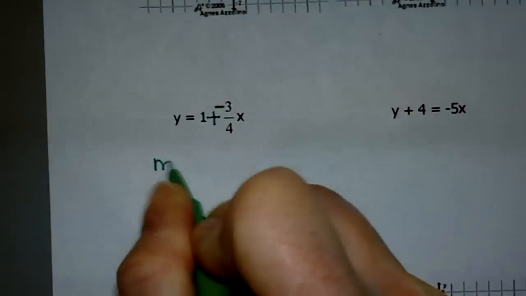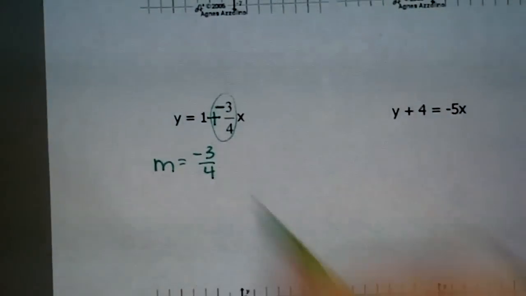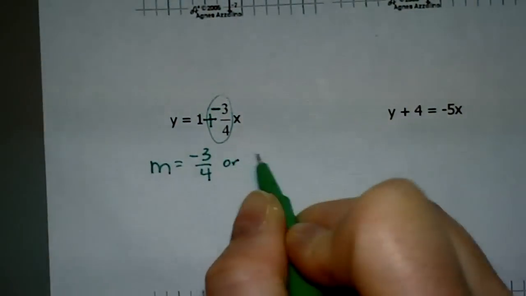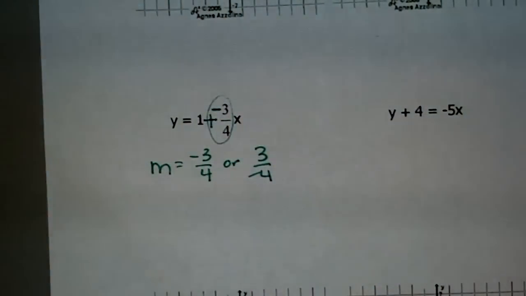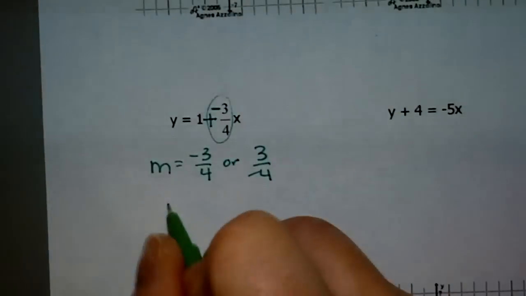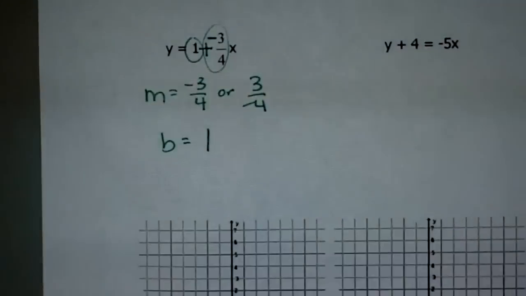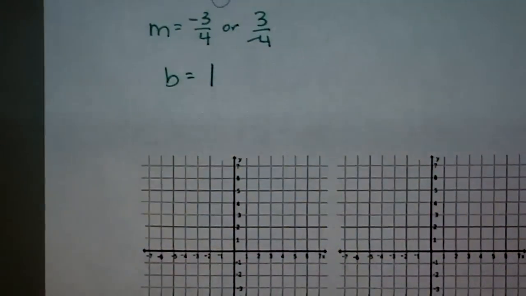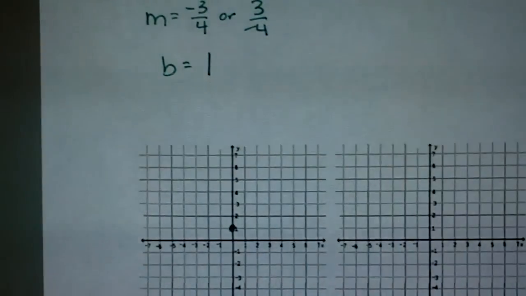So my slope for this, the coefficient of x, is negative 3/4. Or remember, we could also put 3 over negative 4. Both of those will simplify to negative 3/4. The b, the number by itself, is 1. So with this one, I'm going to go ahead and plot my y-intercept. My y-intercept is 1. So right on the y-axis, plot a 1 there.